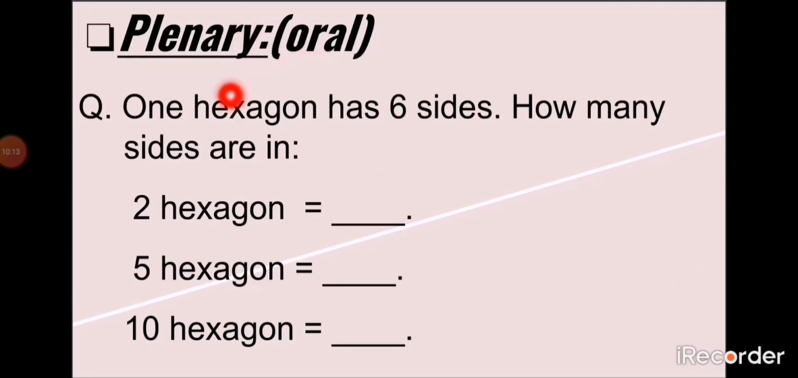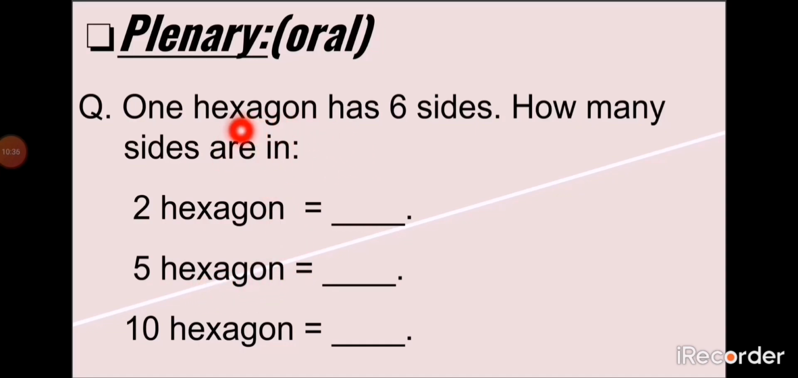Plenary. It's an oral one. You will not do this work in your notebook. It's just for your practice. So we will recall the work we have done in the questions. We have done multiplication with 2s, 5s and 10s. Now, question: one hexagon has 6 sides. How many sides are in 2 hexagons, 5 hexagons, 10 hexagons?